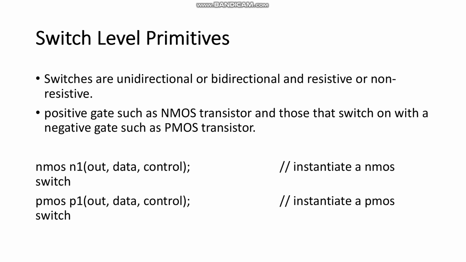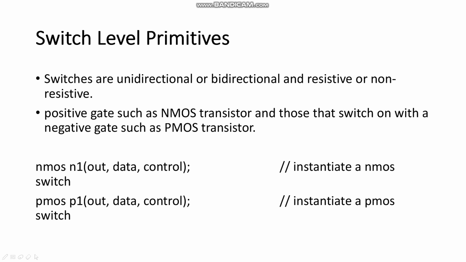Based on that, we have the positive gate such as the NMOS transistor, and those that switch on with the negative gate such as the PMOS transistor. We already know these things, we have studied them previously. For writing the NMOS transistor switch level implementation in Verilog code, it is nmos n1 (out, data, control). Here we are giving this. This is the syntax, just remember this.